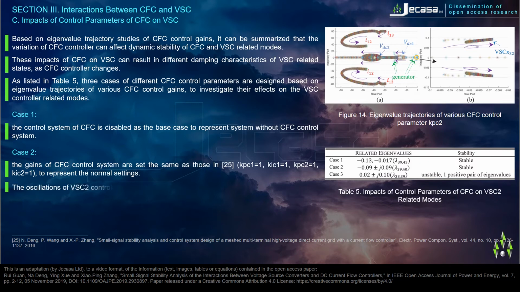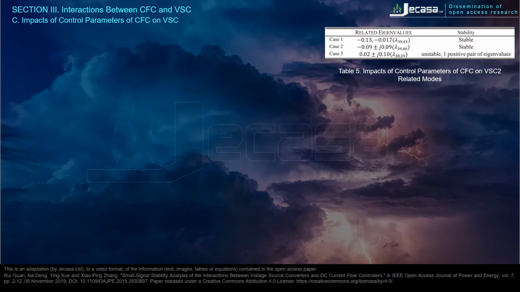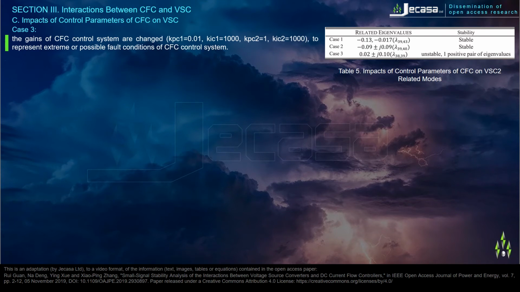The oscillations of VSC2 controller-related modes are seen from Table 5. The AC/DC system is stable for the first 2 cases. Case 3. The gains of CFC control system are changed, kpc1 equals 0.01, kic1 equals 1000, kpc2 equals 1, kic2 equals 1000, to represent extreme or possible fault conditions of CFC control system. One conjugate pair of eigenvalues with positive real part is seen, which indicates small signal instability.